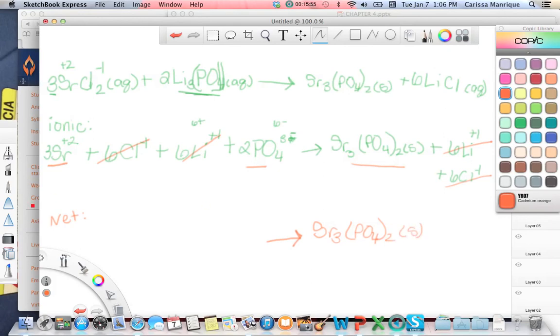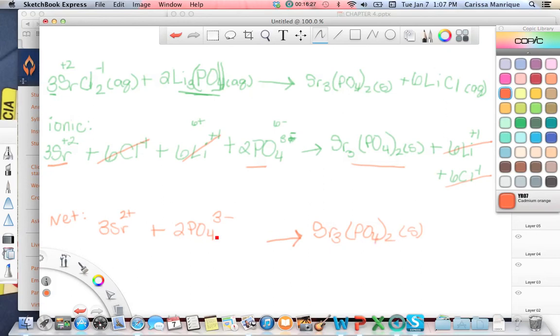And what makes that up? 3 strontium with a 2 plus charge plus 2 PO4 with a 3 minus. Again, do you see everything canceled out except what makes up my solid? My solid is made up of strontium. You see there's 3 of them, so there's 3 over here. It's made up of PO4. Notice there's 2 of them, so it'd be 2 over here.